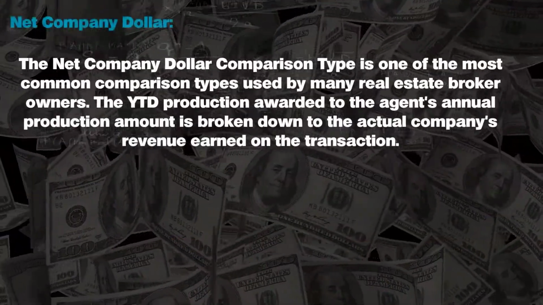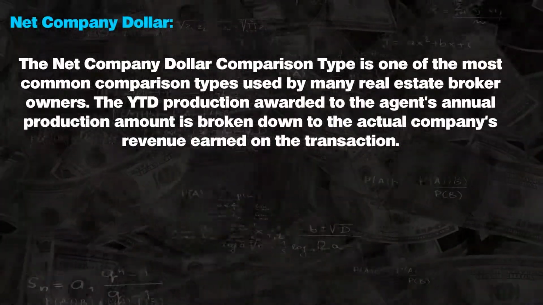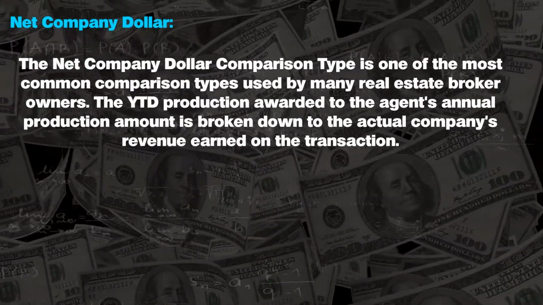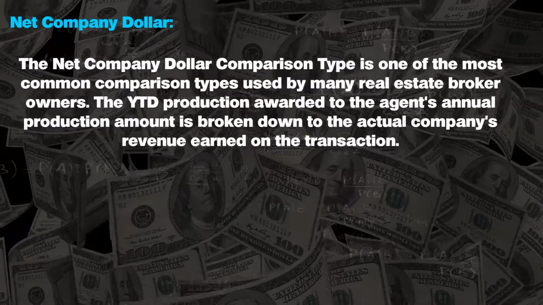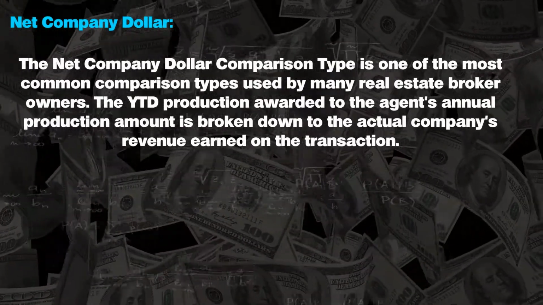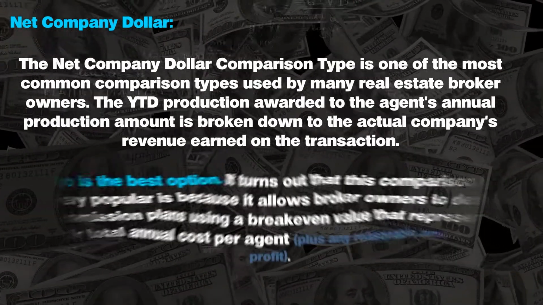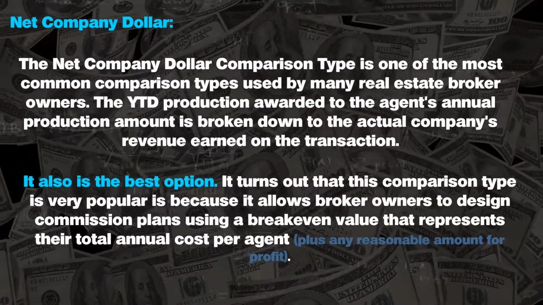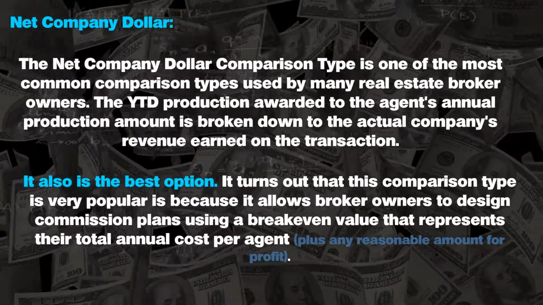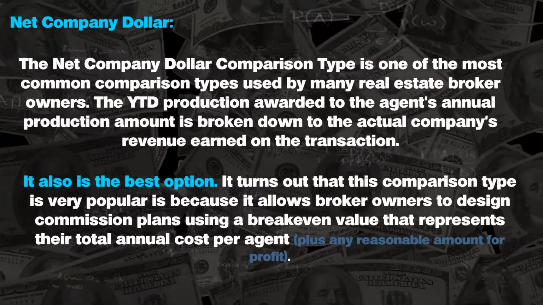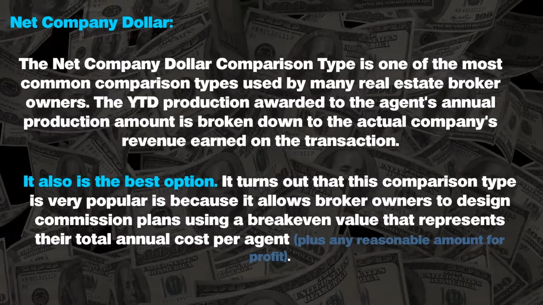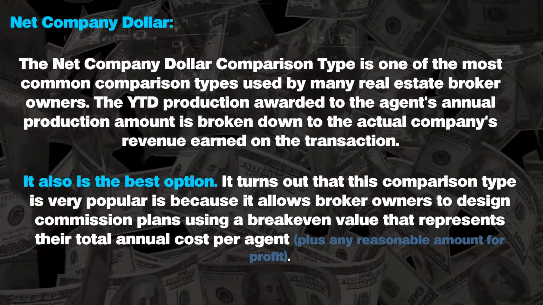The net company dollar comparison type is one of the most common comparison types used by many real estate broker owners. The year-to-date production awarded to the agent's annual production amount is broken down to the company's actual revenue earned on the transaction. It's also the best option. It turns out that this comparison type is very popular because it allows broker owners to design commission plans using a break-even value that represents their total annual costs per agent, plus any amount for profit.